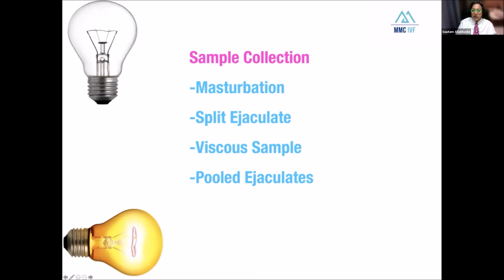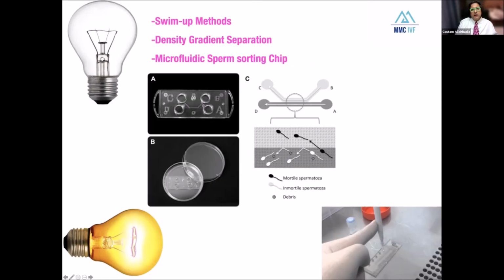For those who have very low counts and cannot afford ICSI, we pool ejaculates. We ask the man to ejaculate 2 or 3 times over 6 to 8 hours, pool the ejaculate, collect the sperms, and then do an IUI. So essentially, after collection, as I've told you, we do some sort of capacitation outside. The capacitation is by swim up methods or density gradient separation. And very recently, we have come up with microfluidic sperm sorting chips, which do the sperm separation and capacitation.